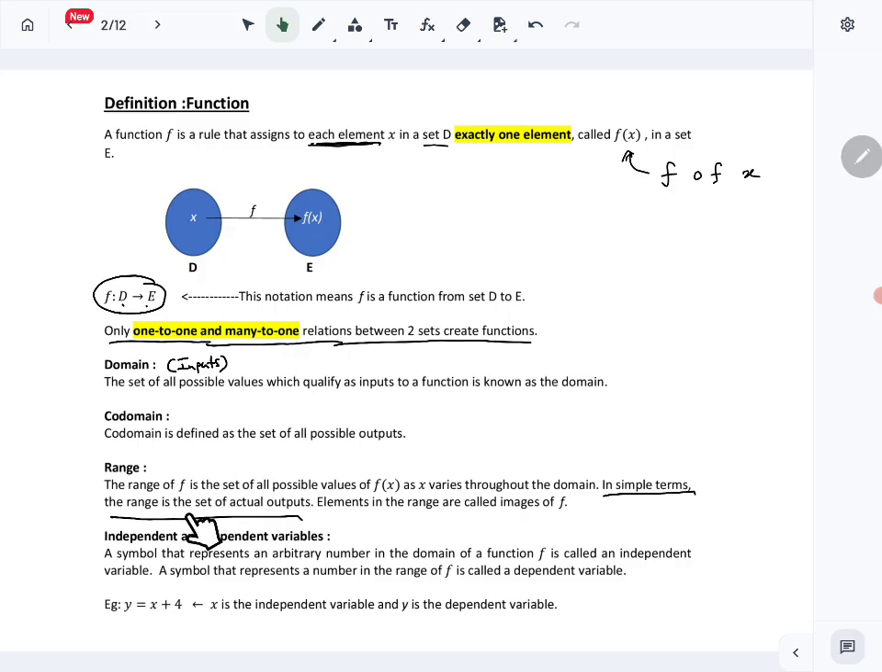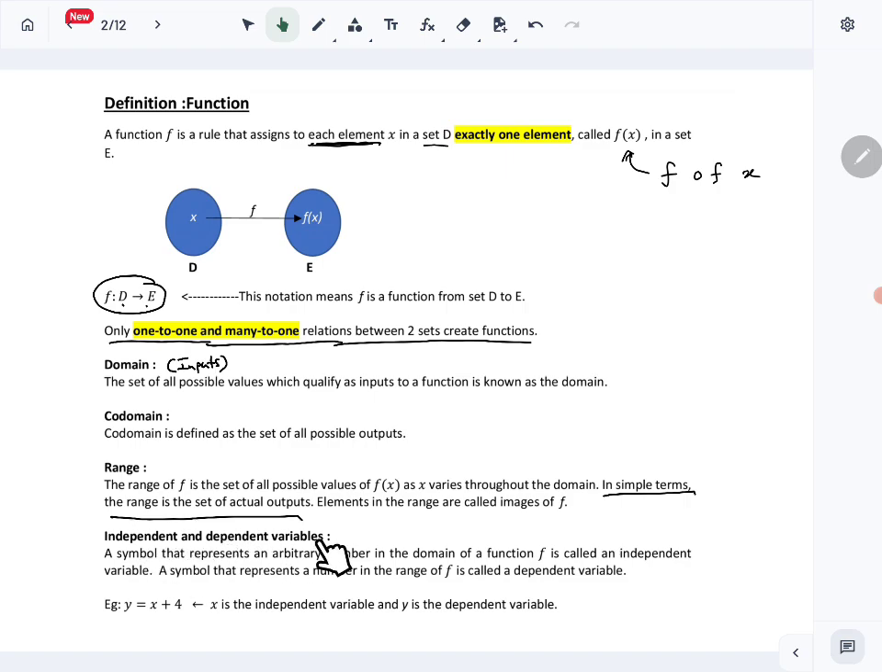Why codomain and range are different terms. Codomain is all possible outputs. Range is what? Range is the actual outputs. Actual outputs means only the ones connected to an element in D. Right. When we do an example, it will be more clear.